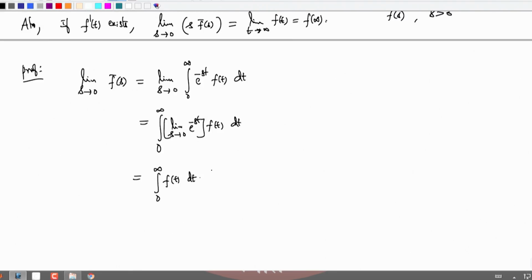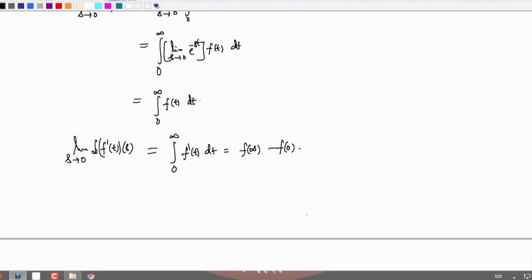Now, the second result is also simple. If f dash of t exists, what happens here? The Laplace transform of f dash of t as s goes to 0 is equal to the integral 0 to infinity. If I apply the same result for f dash of t, you see that the integral of f dash of t dt is nothing but f at infinity minus f at 0. But we already know, by the definition of Laplace transform for a differentiable function, that the Laplace transform of f dash of t is s f bar of s minus f of 0.